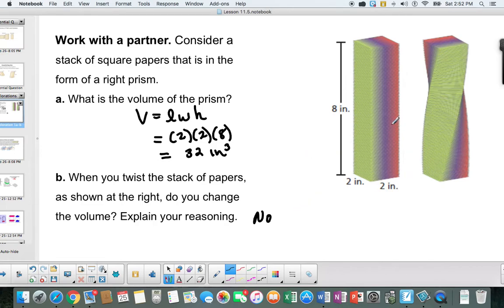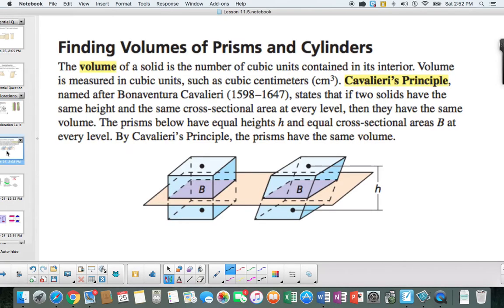So what we're talking about here, when the shape changes but the volume does not, that's called Cavalieri's principle. And it states that if the cross sections are the same at every level, then the volumes will be the same, as long as the cross sections are the same and the heights are the same.